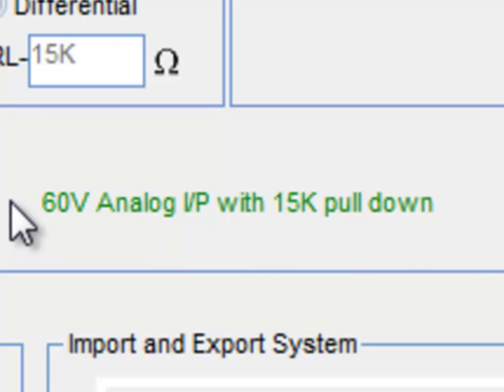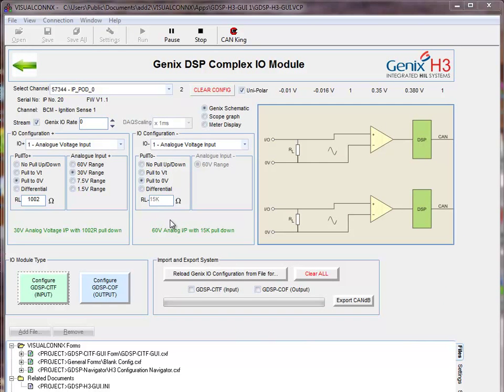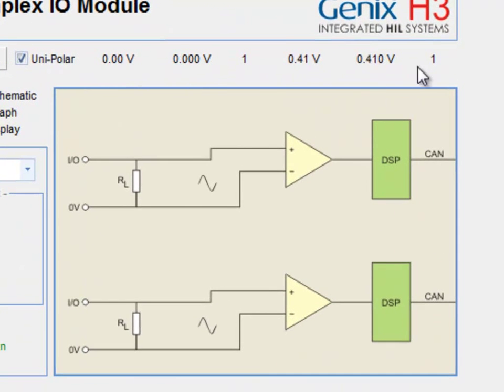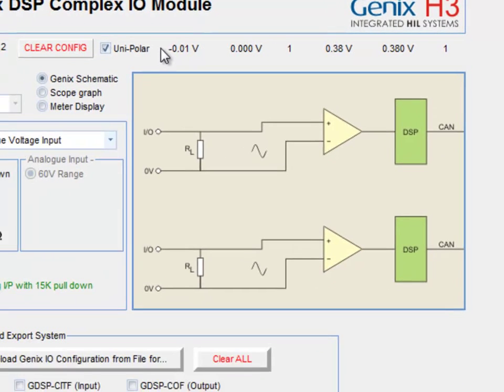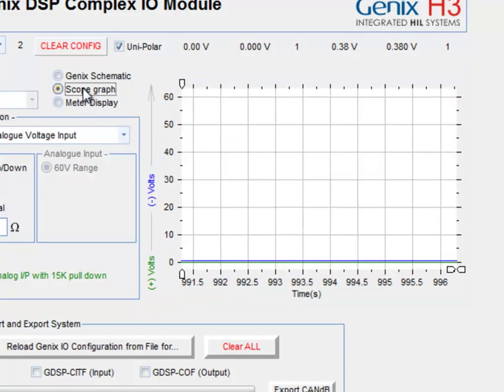Again, in the same way as the plus pin, there is a summary description of the input mode that has been configured for the IO minus pin here. Now let's look at an input connected to the module. To view the IO data, it's possible to view the data briefly looking at these fields above the schematic, but a better way of doing this is to view the data in a graphical mode or a meter display mode. I'll choose the graphical mode.